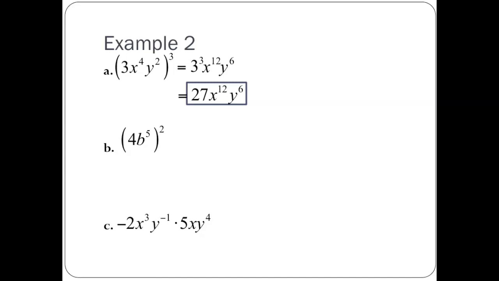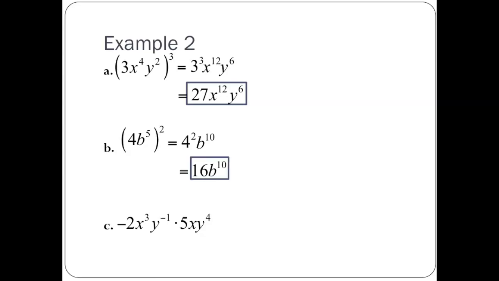All right, next we have 4b to the 5th, all raised to the 2nd power. So we will square the 4, so 4 squared, and then b to the 5th to the 2nd, that's a power to a power. So I'm going to multiply the 5 and the 2, and that gives me b to the 10th. So this is 16b to the 10th power.